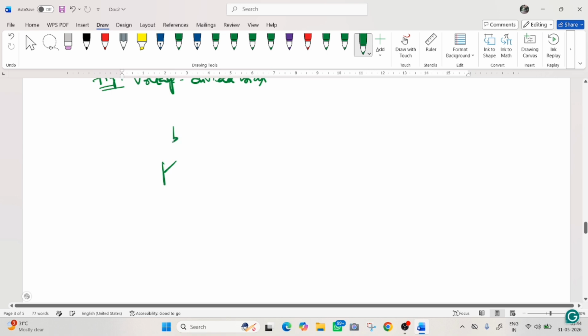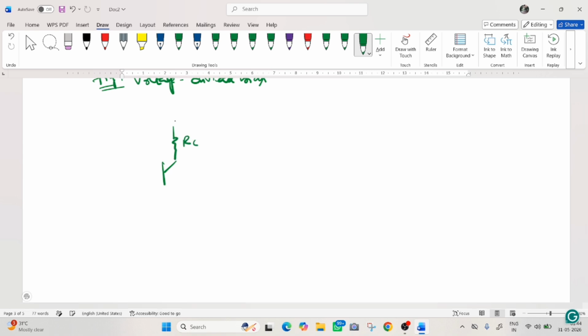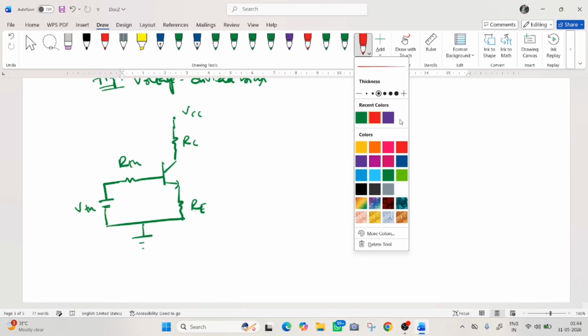This equivalent diagram will give us the following. This will be RC, connected to VCC. At the base side we get R Thevenin, and then here we will connect V Thevenin. And here is the emitter resistance RE, which is connected to the ground. So now we have to do the same expression: again we have to find the IB and substitute the IB value in IC. I'm doing the same thing again.